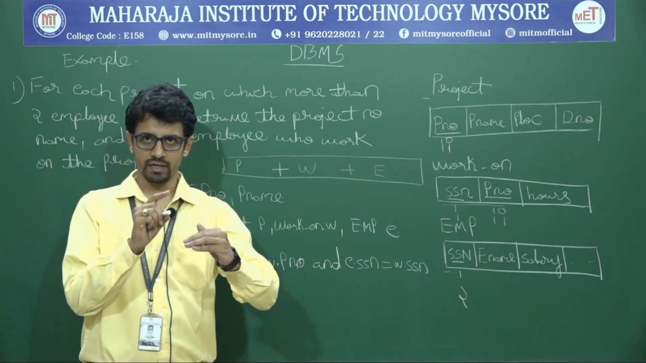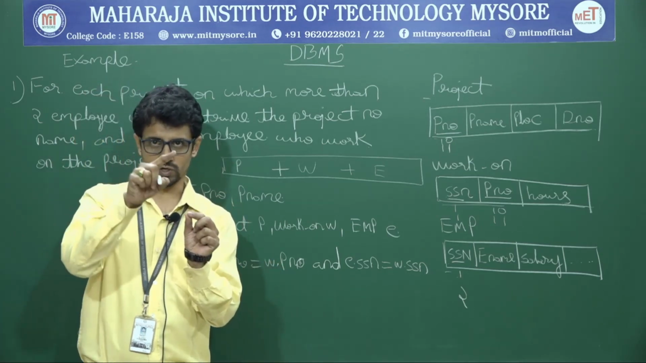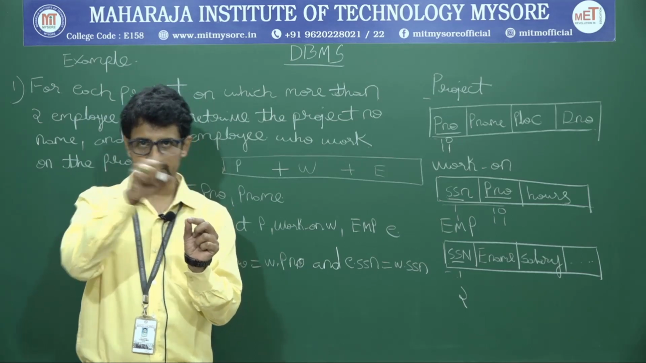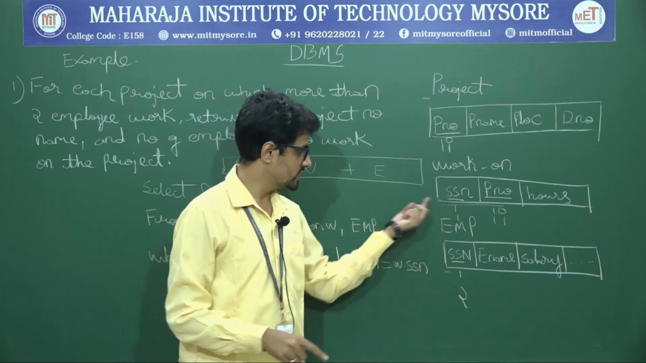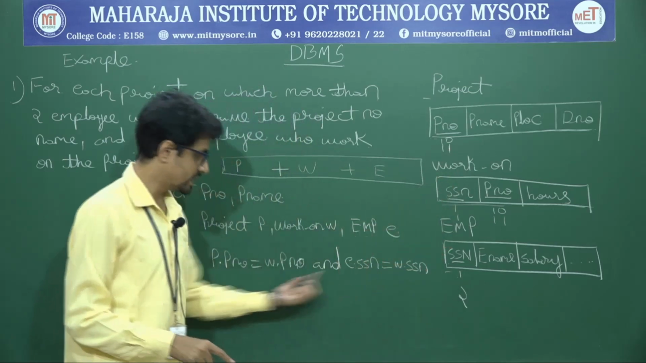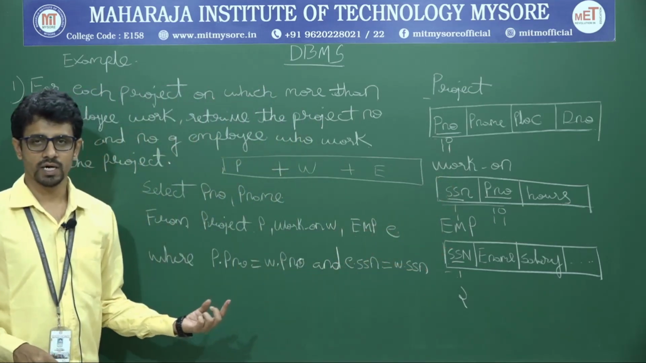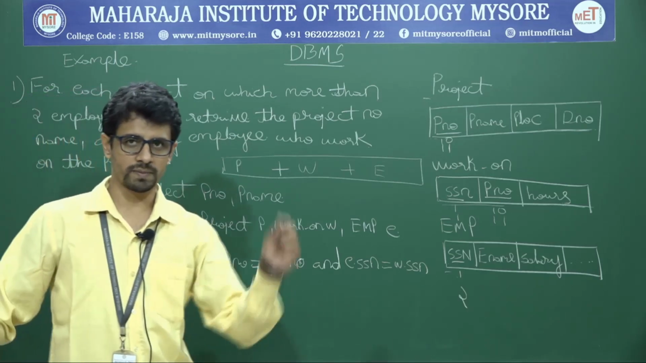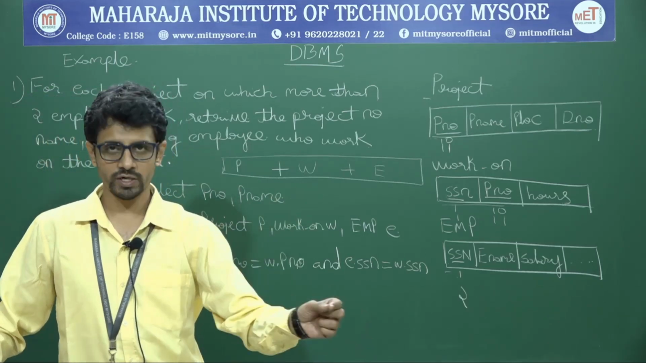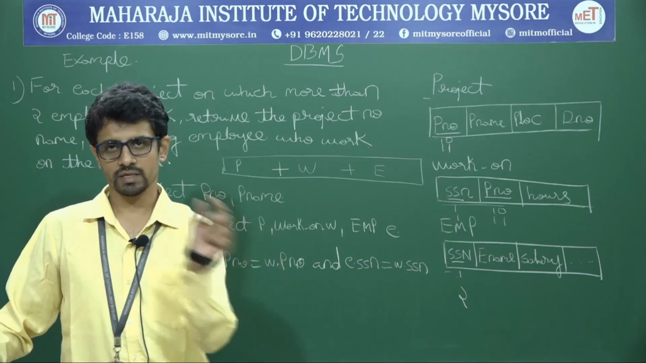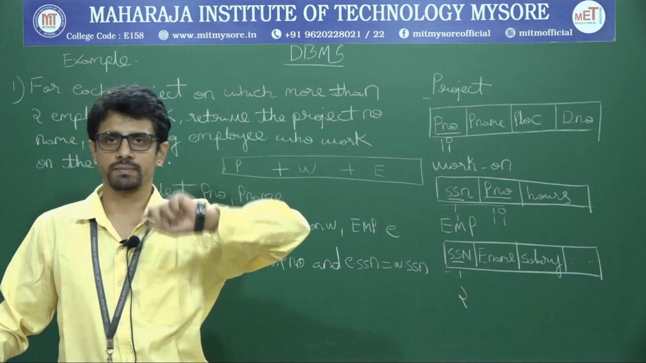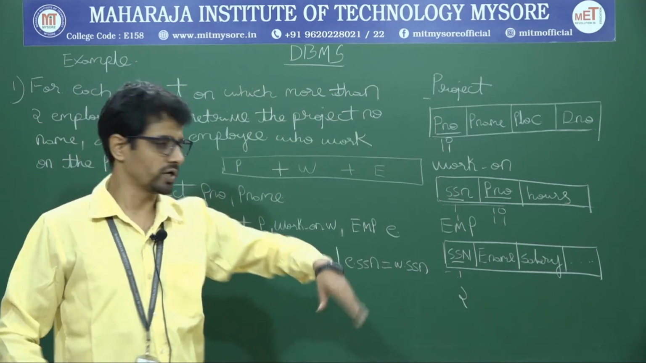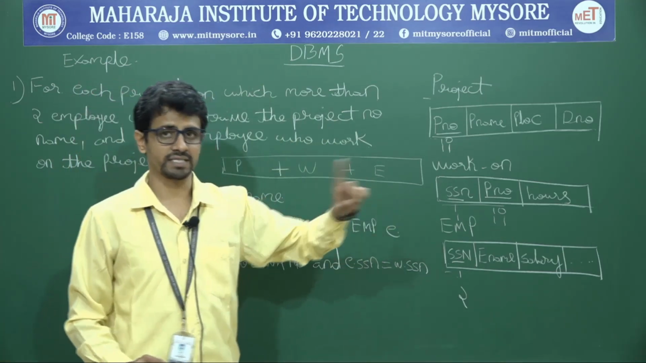The employee SSN should be present in works on. If the same ID has a project number, and if that project number is present in the project table, then join these 3 rows. So these 2 conditions should match. A given SSN in the employee table should be present in the works on table, and the project number it goes with, if it is present in the project table also, then these 3 rows will be joined into 1 row, only if there is a matching condition.